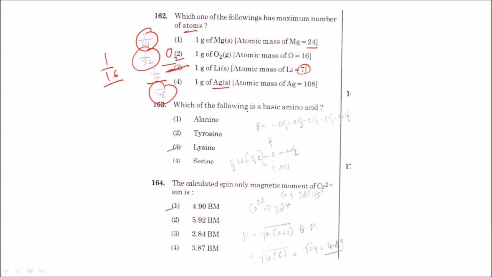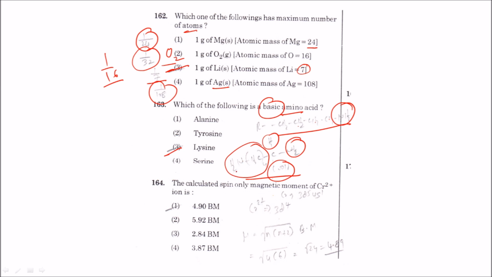Question number 163. Which of the following is a basic amino acid? Okay, the meaning of basic amino acid: an amino acid which has more amino groups compared to carboxyl groups, or having more NH2 groups compared to COOH. Again a direct question, lysine, in which R is CH2, CH2, CH2, CH2, NH2. If you write the complete structure, you take carbon with one NH2, COOH, hydrogen, and R will be CH2 taken 4 times, NH2. So lysine is an example of a basic amino acid. Next one, 164.